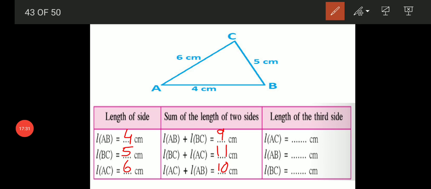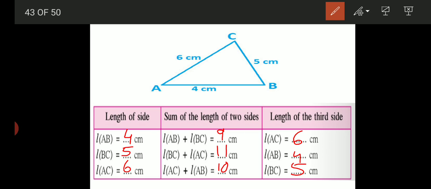Now let's fill in the values of the third column. Length AC, they have only asked you length AC, so it is 6 centimeter. AB is 4 centimeter and BC is 5 centimeter. So now children, here you can see the sum of the lengths.